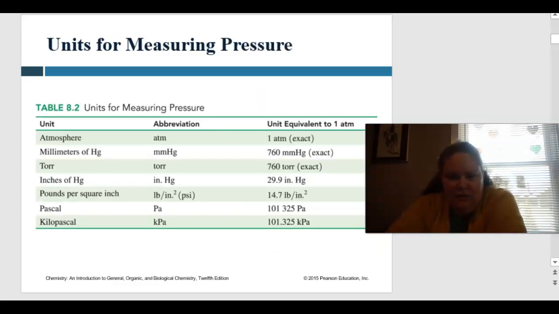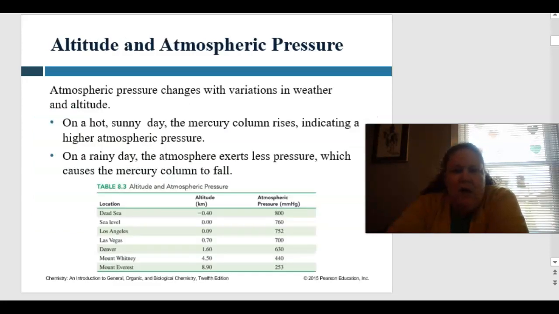So here's your summary chart for the units of measuring pressure. Keep that handy for when we do some of these calculations. Atmospheric pressure changes, again, with variations in the weather as well as altitude. Coming into summer right now as I'm recording these, on a hot sunny day, the mercury column rises, which indicates a higher atmospheric pressure, whereas on a rainy day, the atmospheric pressure falls, and this causes the mercury in that column to fall.